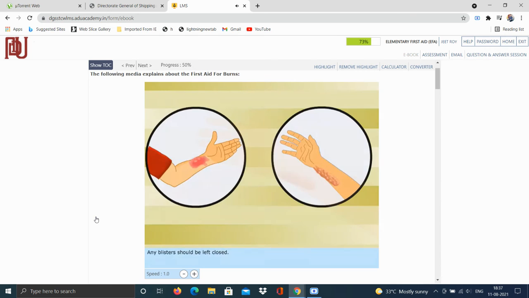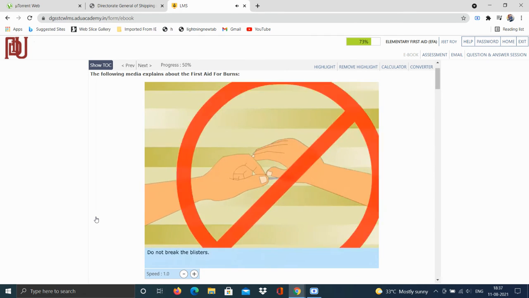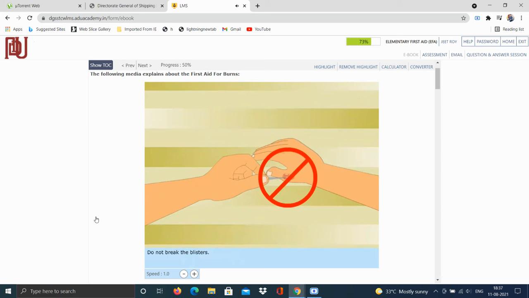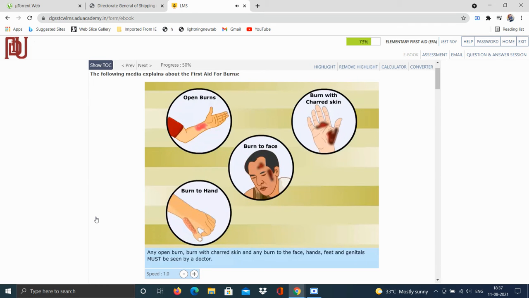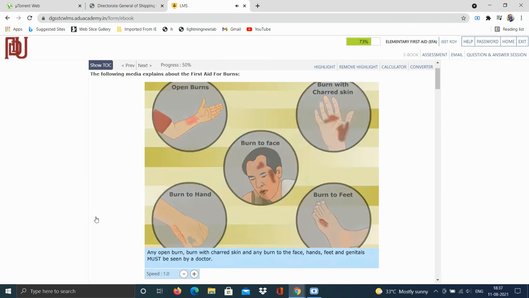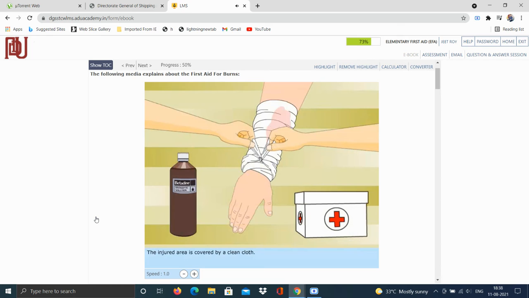Any blisters should be left closed. Do not break the blisters. Any open burn, burn with charred skin, and any burn to the face, hands, feet, and genitals must be seen by a doctor. The injured area is covered by a clean cloth.